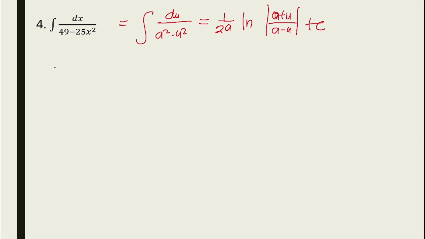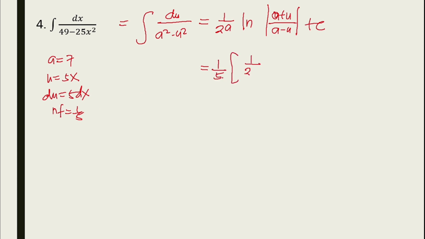So first thing that we're going to do is we need to find our a. Our a is 7, right? So 7 squared is 49. Our u is equal to 5x, so du is equal to 5 dx. Therefore our neutralizing factor is 1/5. So we have to write first 1/5 here.